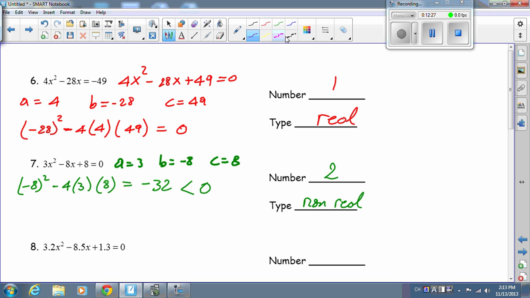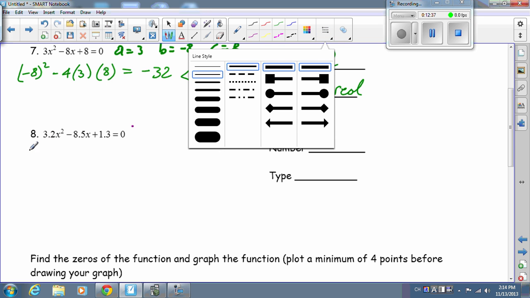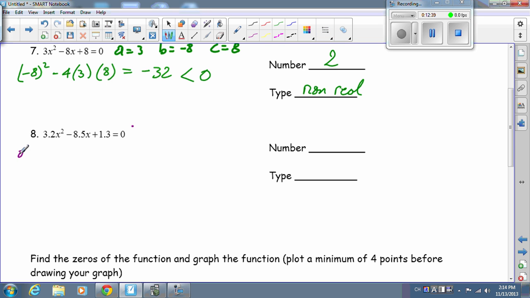All right, let's get to the next one. The next one is 3.2x squared minus 8.5x plus 1.3. You shouldn't get scared of this. It's not because it has decimals that it makes it any harder. You have a calculator, so identify your a first, your b, and your c.